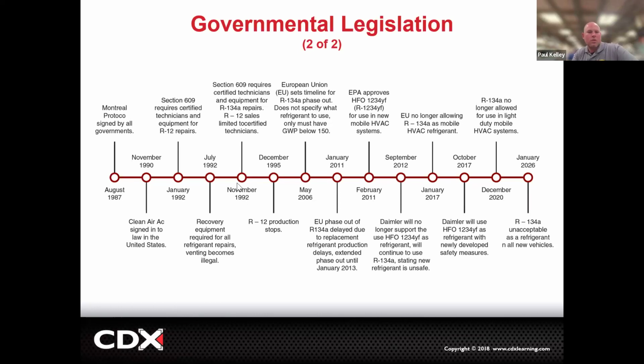Then the European Union were like, hey, you know what? In 2006, we're going to phase out R134a. They don't know what to use. And this is kind of how politics work.